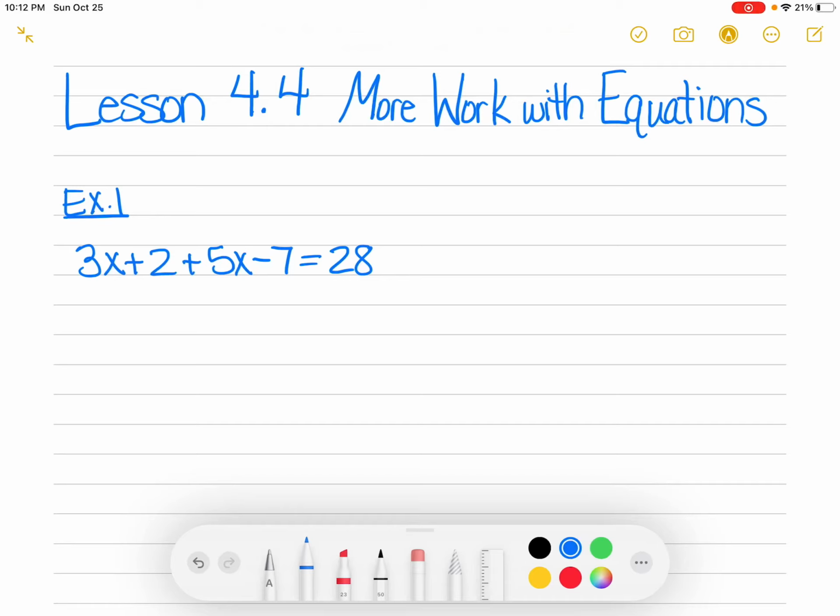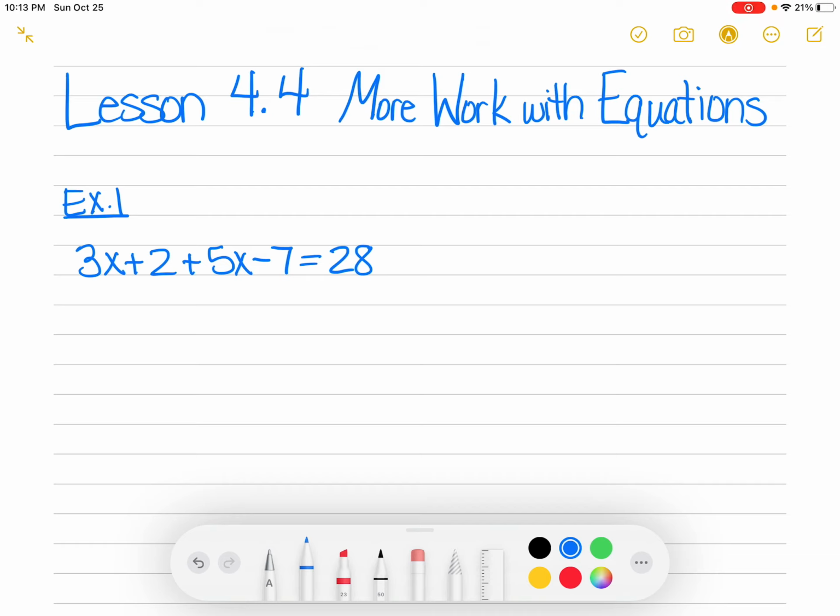Hello students, today we're doing lesson 4.4, and it's more work with equations. So this is just going to get a little bit harder, have a couple more steps in it, but basically once you simplify the equation, it's going to look the same as all your other equations. So we only have a couple of examples for this one.